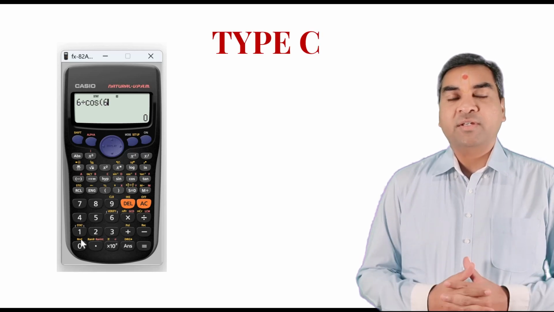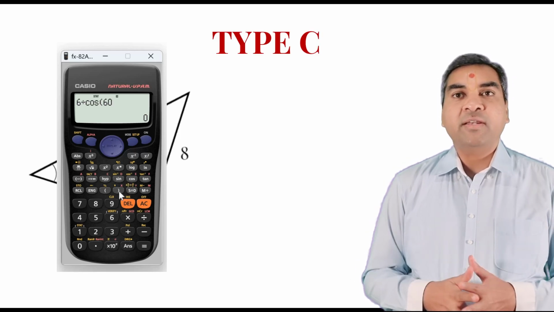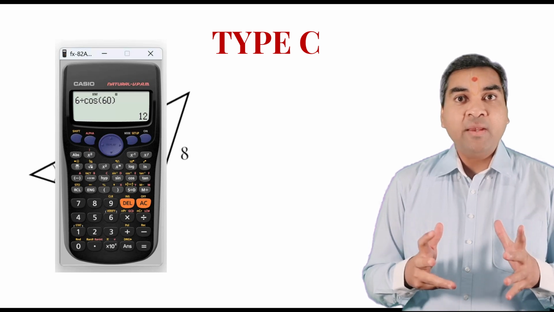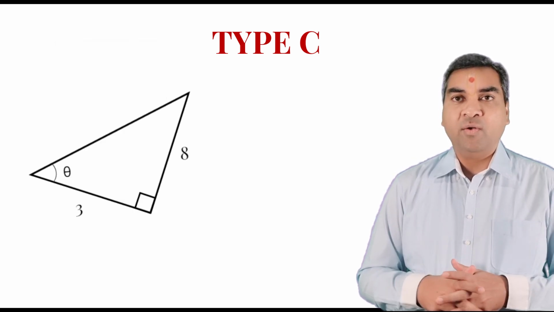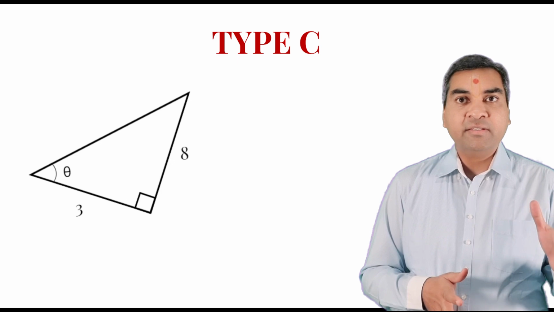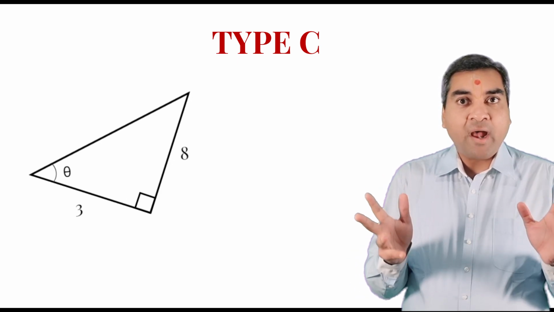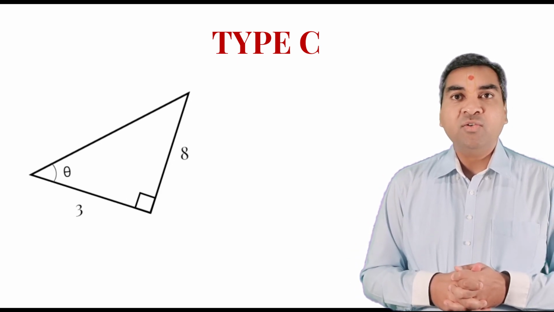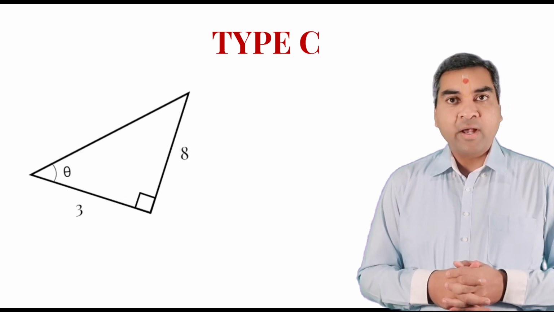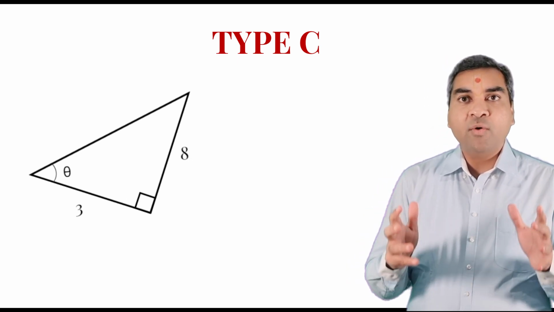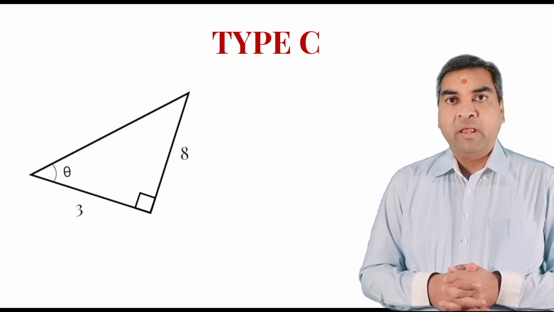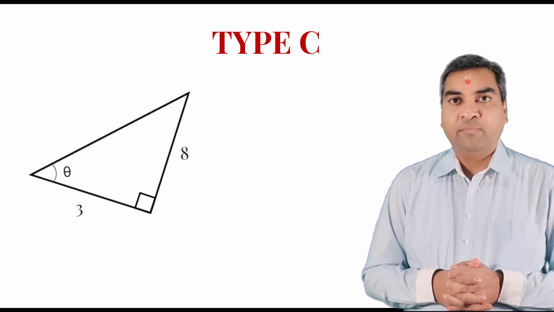Type C questions. In a given right angle triangle, this is the time where 2 sides are given. One is 8, another is 3. So 2 sides are given and I need to find out the angle. Again, the first thing we are going to do is very much the same. We are going to label the sides.